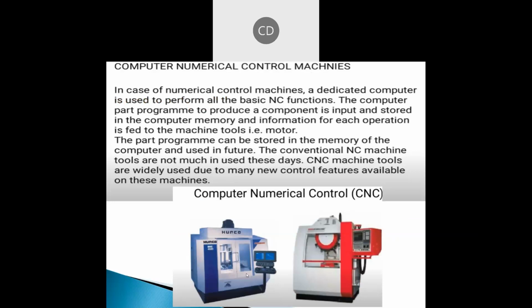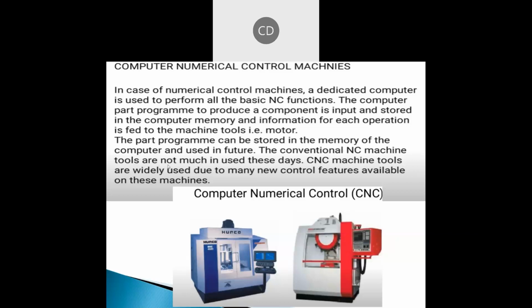So a computer numerical control machine is a dedicated computer used to perform all the basic CNC functions. It reduces the functions of NC into CNC. The computer part of the program to produce a component is input and stored in the computer memory. So it is not capable of NC function, and the information for such operation of the machine tools, that is the program, can be stored in the memory of the computer and used in future.